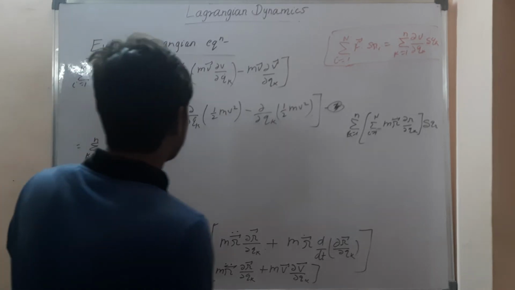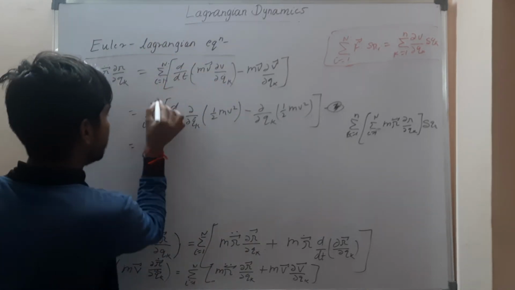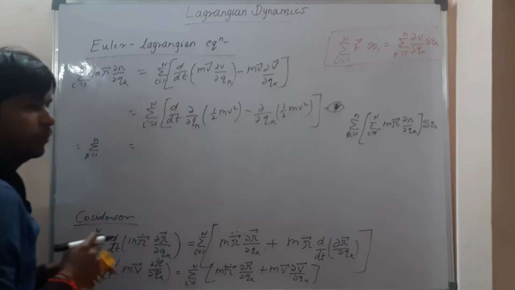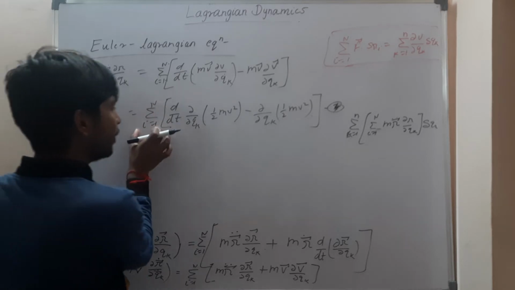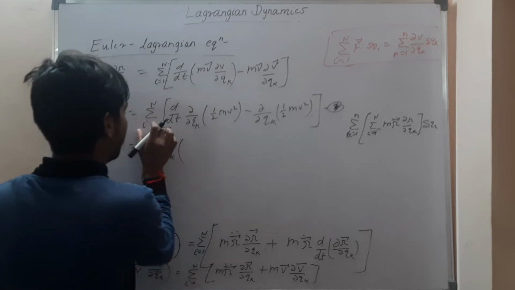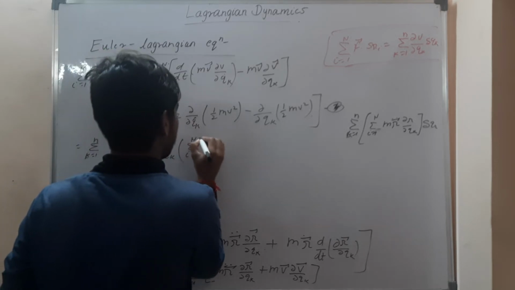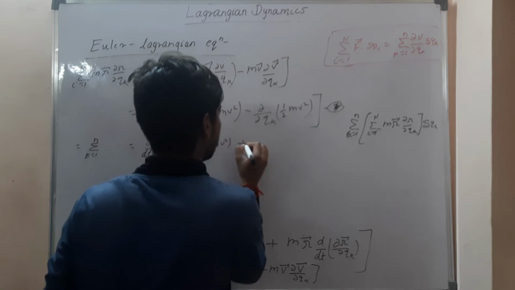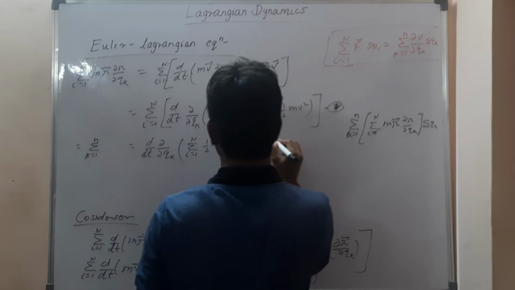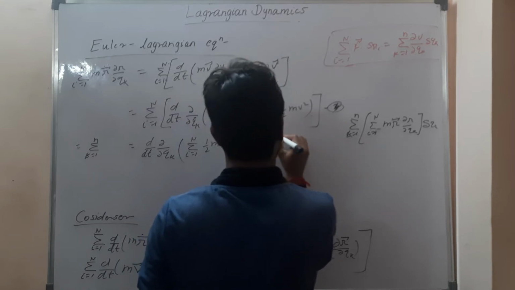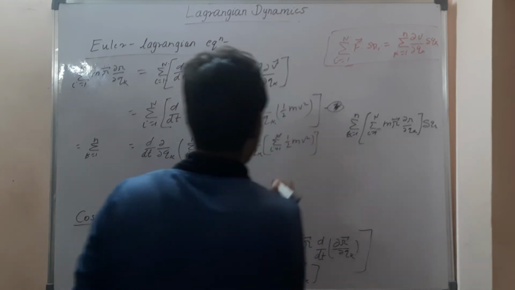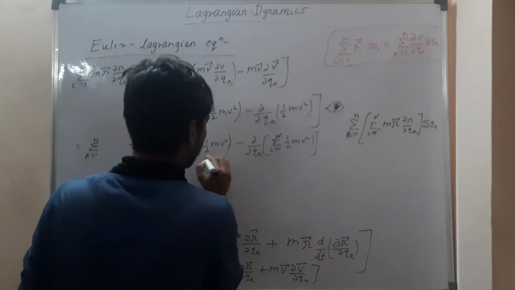Now I can take this inside, I mean the differentiation, if I take it inside. I forgot what to call that. So if I take it inside, then I can write like this: d by dt of dou by dou qk dot of half mv square. Similarly, minus dou by dou qk, sum to small n, of half mv square. This is the total kinetic energy.